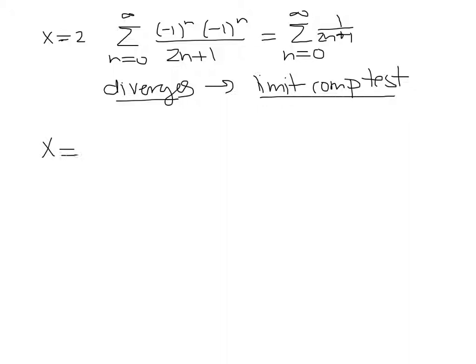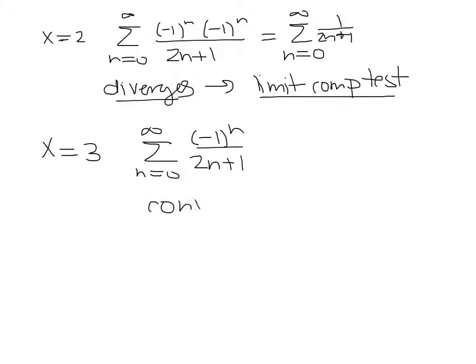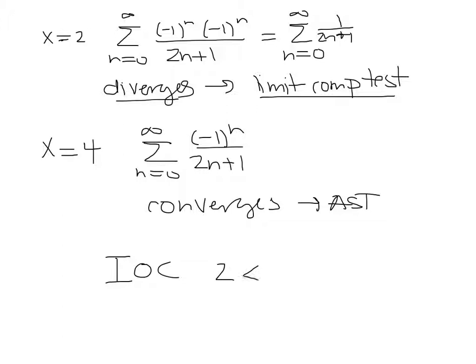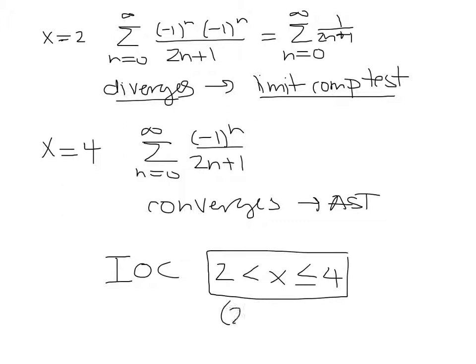At x equals 4, we get the sum from 0 to infinity of negative 1 to the n over 2n plus 1, which converges by the AST. So the interval of convergence, oh, I didn't mean to say 3, I meant to say at x equals 4, sorry. The interval of convergence is 2 is less than x, which is less than or equal to 4, which you could also write as 2 to 4. Either one's fine.